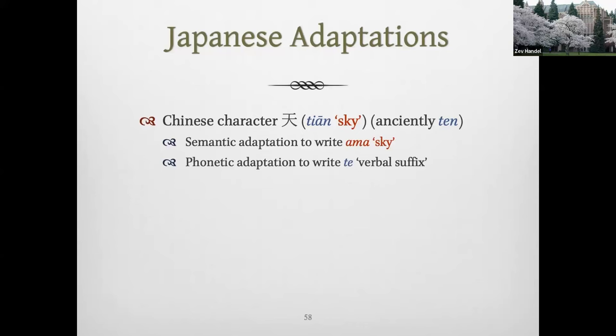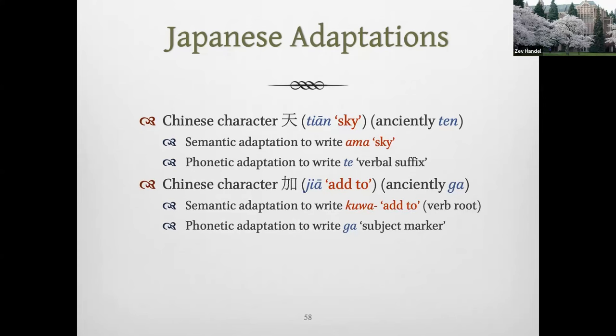Okay, so this Chinese character that we've been looking at was used to write the Japanese noun ama, meaning sky, semantically. It was also used to write te, the verbal suffix, phonetically, because that's a grammatical bit. There's no equivalent meaning in Chinese. And just based on the pronunciation, it was used for a similar sounding Japanese syllable. Now in modern Mandarin, we pronounce this tien, but at the time, 1500 years ago, when people in Japan were learning Chinese characters, it was pronounced ten. And so it's actually pretty good for a te syllable.